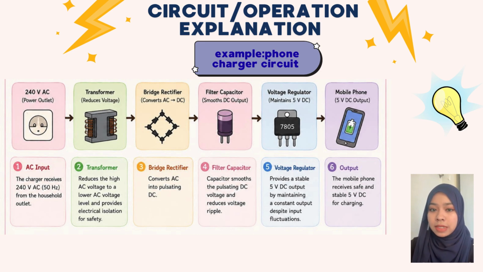After that, the filter capacitor smooths the pulsating DC by reducing voltage ripple, producing a more stable output. Then, the voltage regulator maintains a constant output of 5-volt DC, even when there are small changes in input voltage. Finally, a stable 5-volt DC is supplied to the mobile phone, allowing it to charge safely and efficiently. Overall, this circuit shows how household electronic devices convert high voltage AC into stable low voltage DC using different electronic components working together.